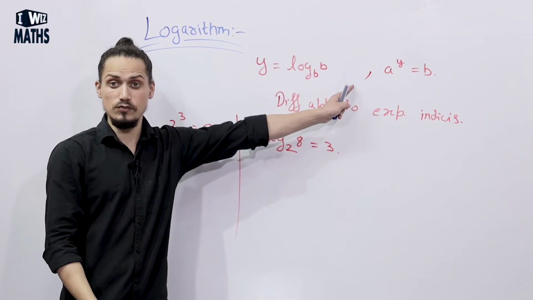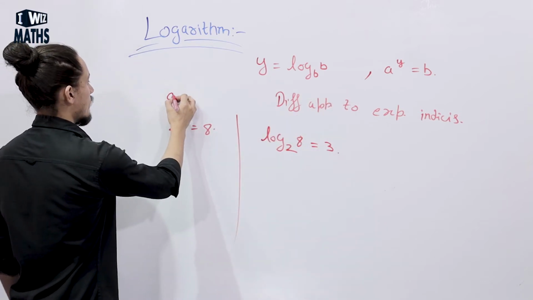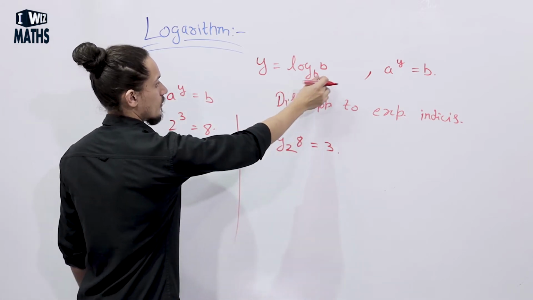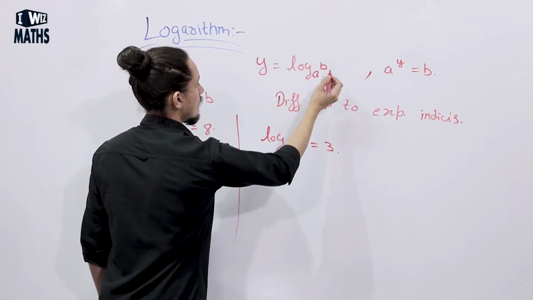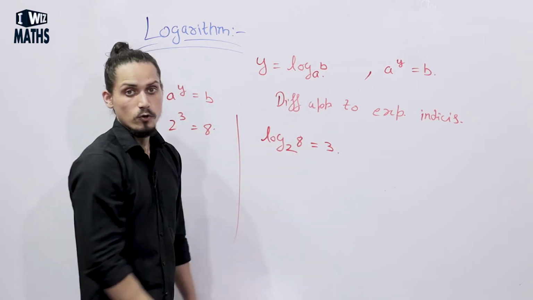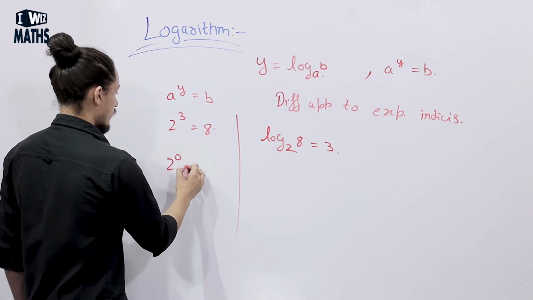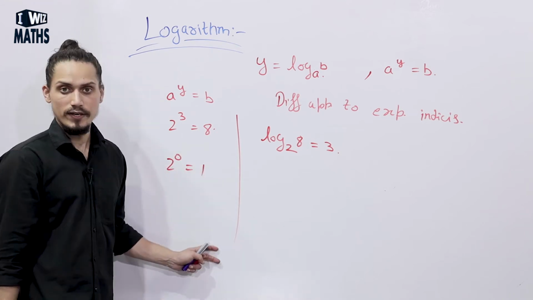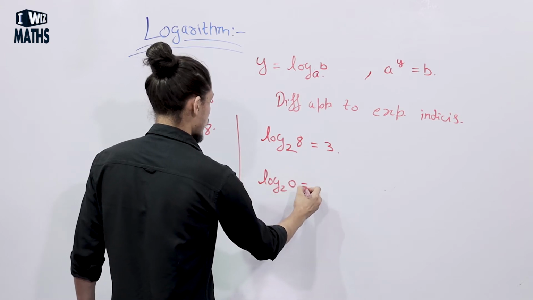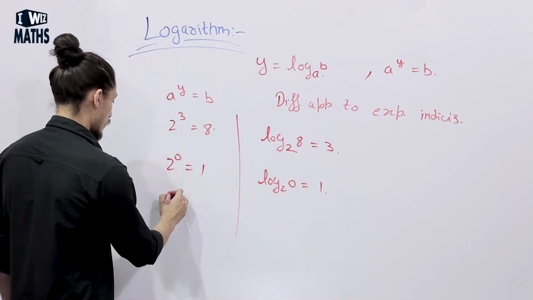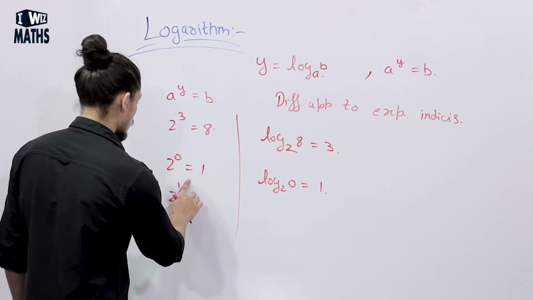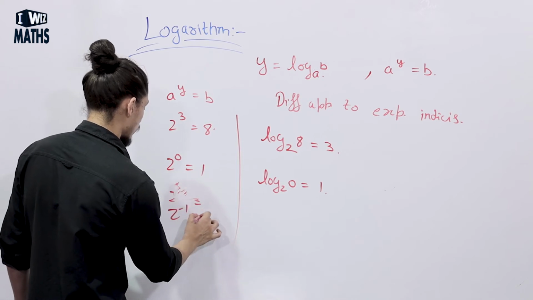If I can write it in this form, a raised to power y is equal to b. Compare here: a is 2, b is 8 and y is 3. Similarly, 2 raised to power 0 is equal to 1, so its value will be log to the base 2 of 1 is equal to 0, and 2 raised to power minus 1 is equal to 1 by 2.